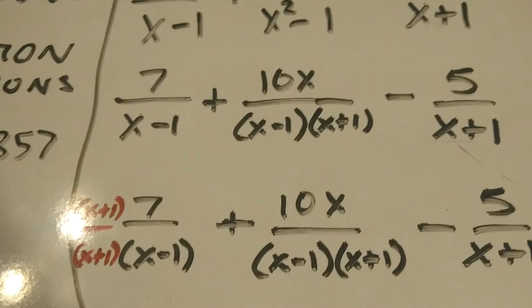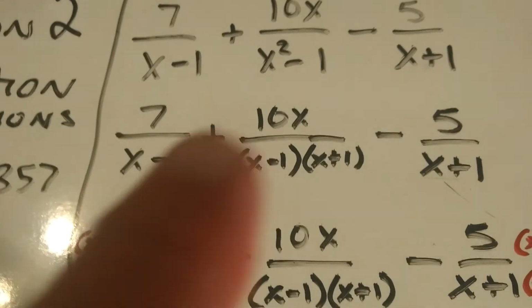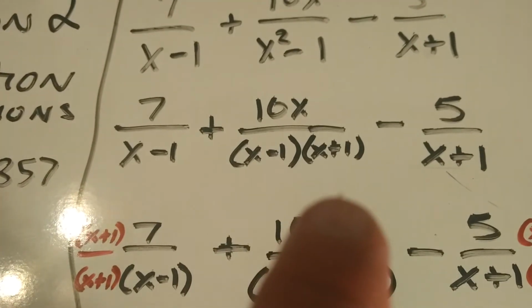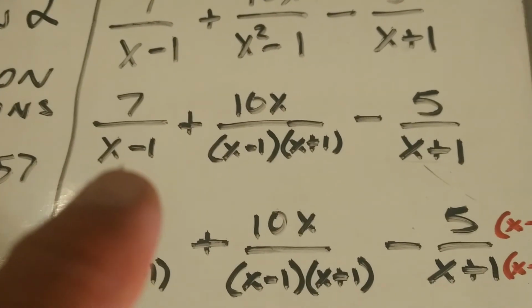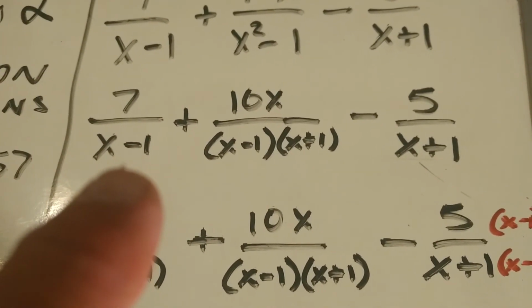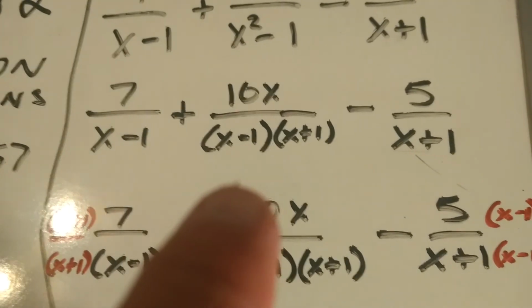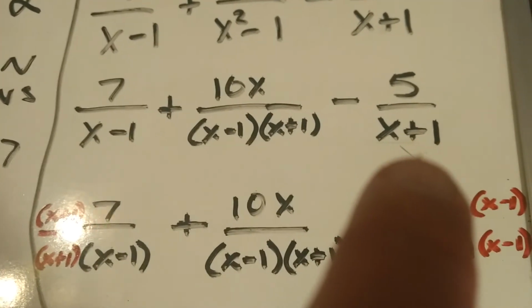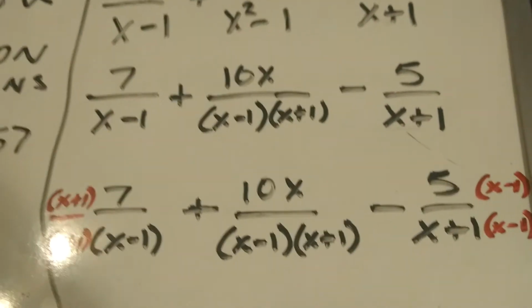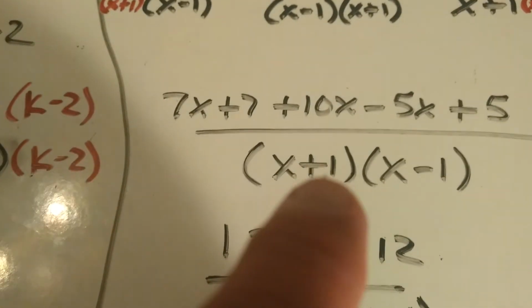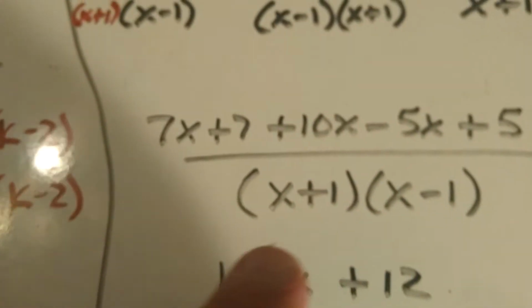Alright, so the only one that's factorable is this one because it's a difference of squares. It becomes x minus 1 times x plus 1. So if we look at our denominators, we've got an x minus 1 here, but not an x plus 1. We've got both here. Here we got an x plus 1, but not an x minus 1. So our least common denominator is x plus 1 times x minus 1.